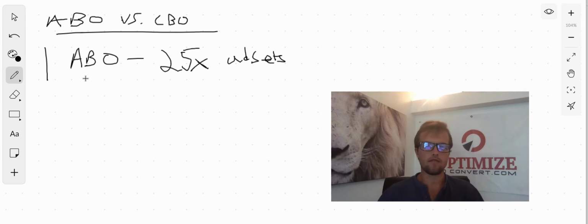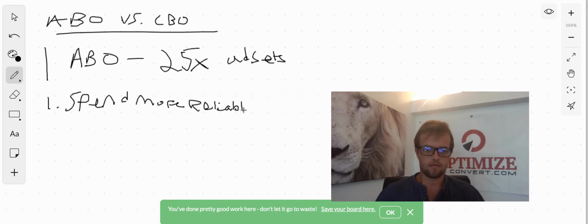So the main findings that I found is that, one, the spend has been more reliable. Okay, I don't know if I'm going to write all this out, but two, it's been much better for scaling.